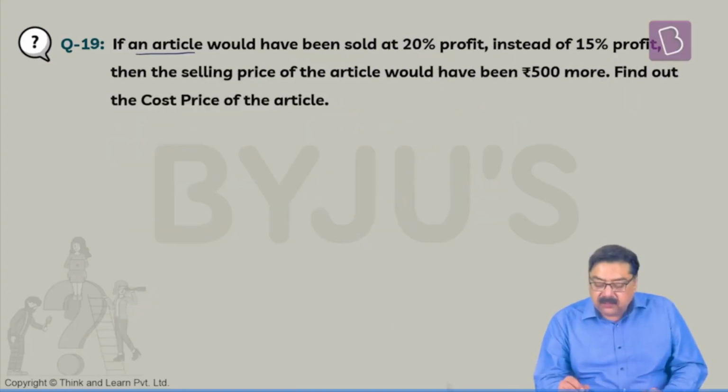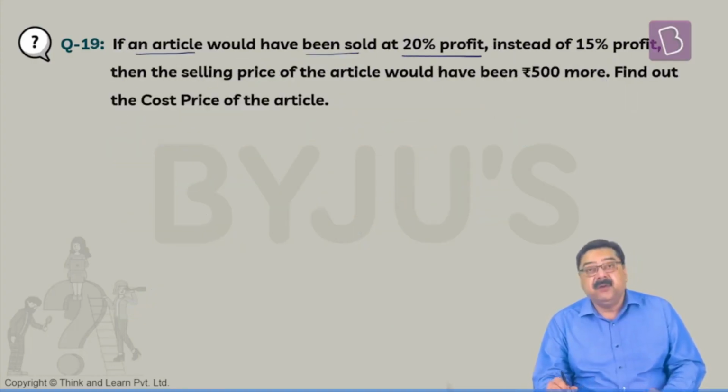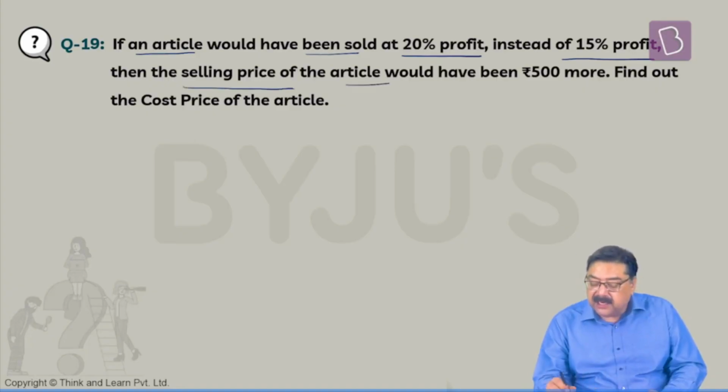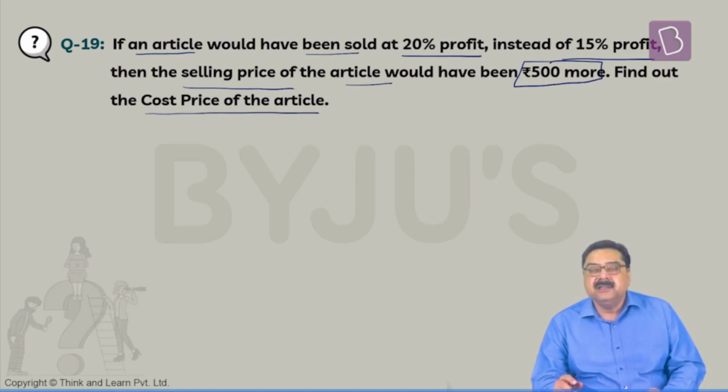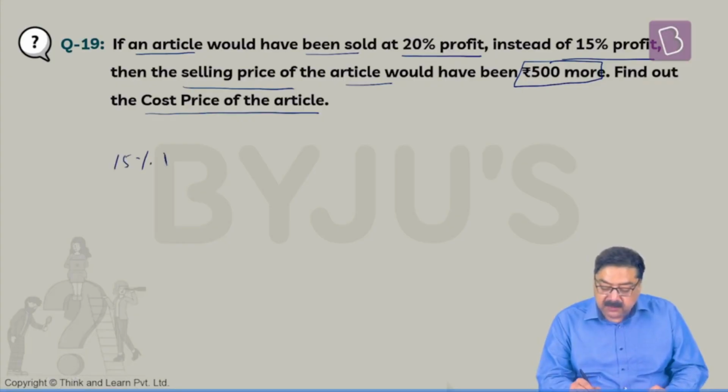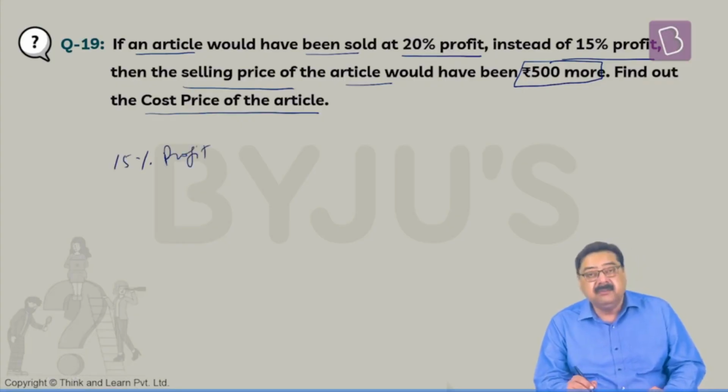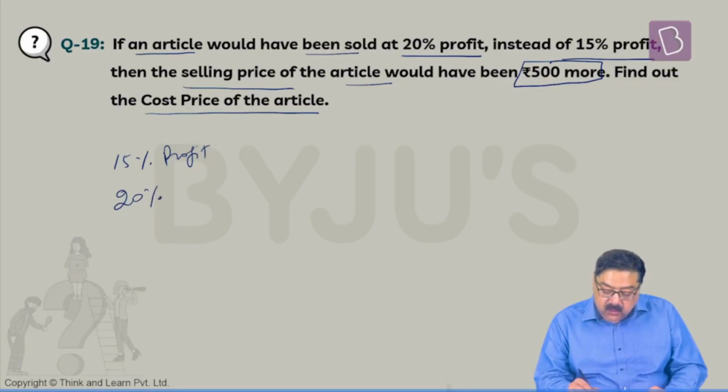Now if an article would have been sold at 20% profit instead of 15% profit, then the selling price of the article would have been rupees 500 more. Find out the cost price of the article. This is one of the easiest questions. Try and understand that initially 15% profit is made on selling the item. But if at all it would have been sold at 20% profit, then you would have earned 500 rupees more.